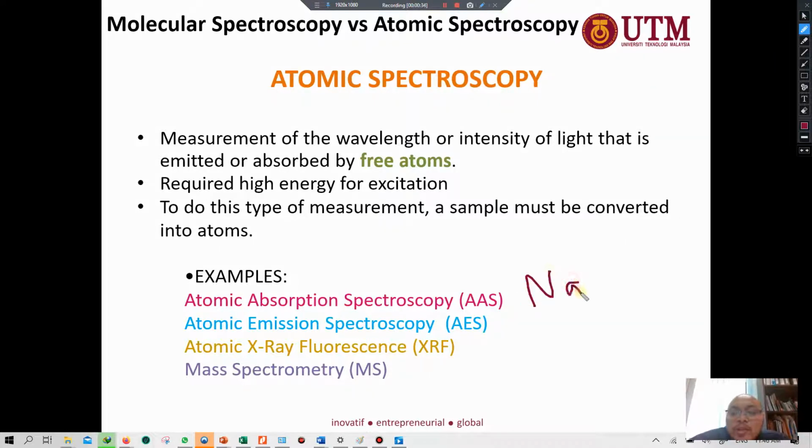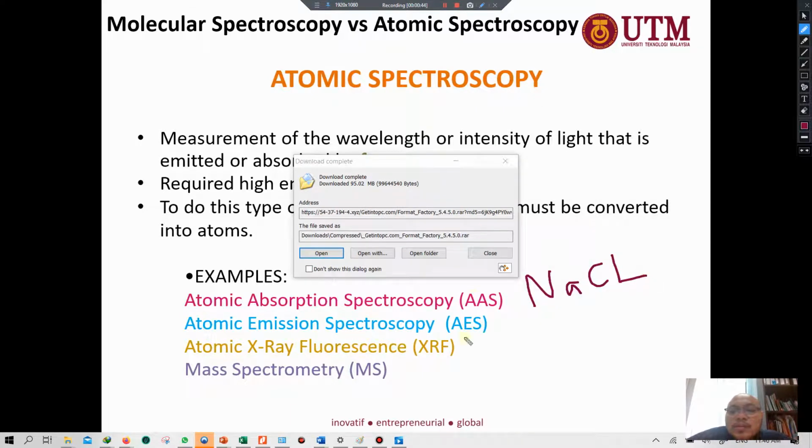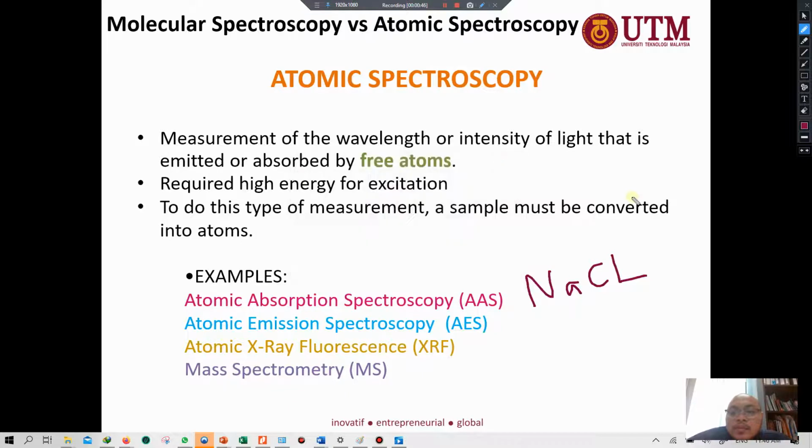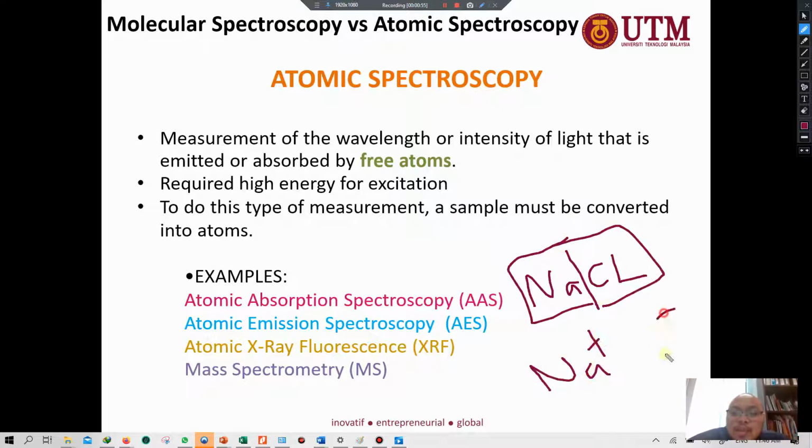First of all, it's NaCl. Okay, if you want to analyze the whole thing as NaCl, we need to go for molecular spectroscopy. But for atomic spectroscopy, we need to analyze the single component only, which is, for example, Na plus or Cl minus.